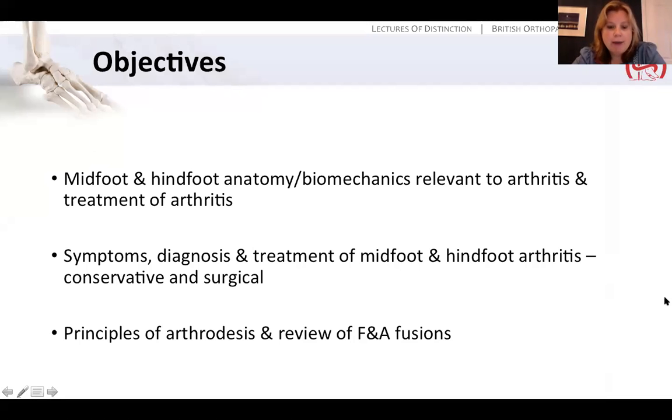We are firstly going to talk about the midfoot and hindfoot anatomy and biomechanics, which are relevant to arthritis, why it occurs, and the treatment of arthritis. It's important when you're assessing patients to understand what symptoms they present with and how we're going to diagnose and treat problems in the midfoot and the hindfoot, because it can be quite confusing sometimes to figure out what treatment patients actually need and how best to execute that plan. Finally, we're going to talk about the principles of arthrodesis and review foot and ankle fusions. I think it's really important to spend some time talking about the principles of arthrodesis purely because it applies to all subspecialties in orthopedics, and I want to take the time to do that in this talk because, let's face it, treatment of the midfoot and the hindfoot is really about arthrodesis.